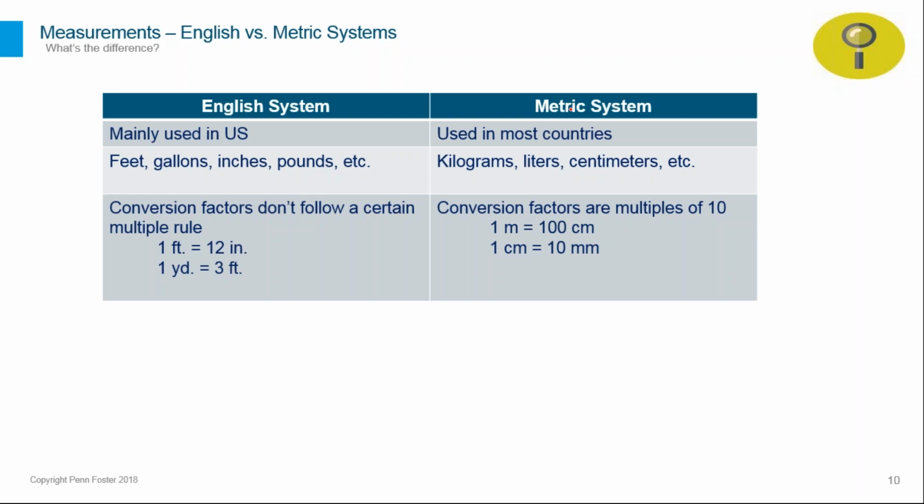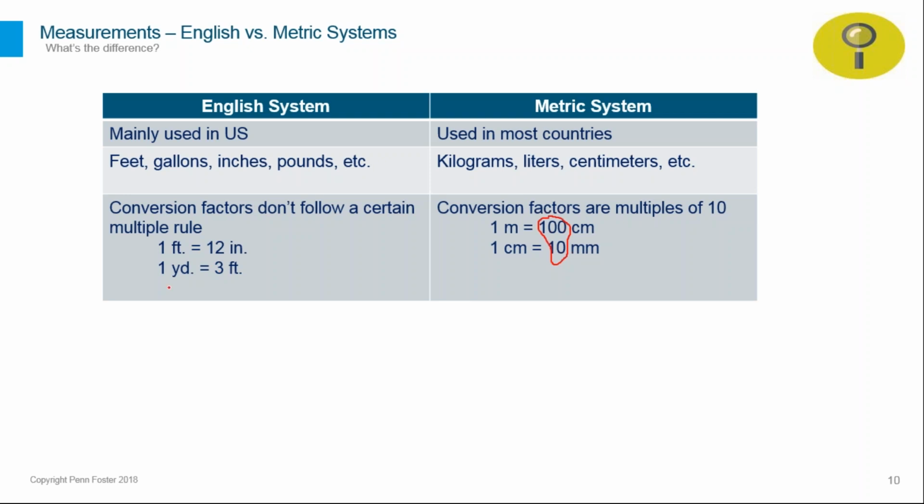Now, the famous thing about the metric system that maybe makes it easy to use is that the conversion factors are multiples of 10. You don't have to remember too many numbers. For example, 1 meter is 100 centimeters, 1 centimeter is 10 millimeters, and so on. Whereas in the English system, you really have to memorize, because 1 foot is 12 inches, but 1 yard is 3 feet, and there is no relation between 12 and 3. So that is maybe the only drawback.